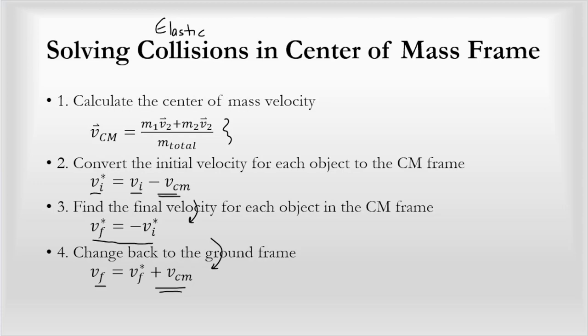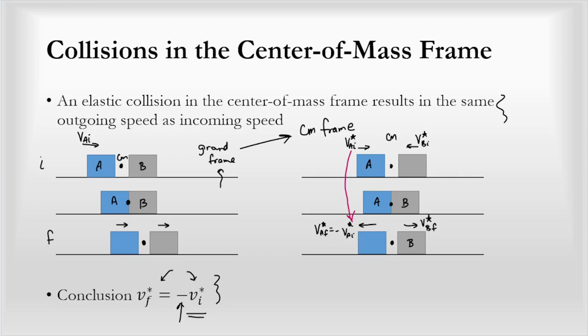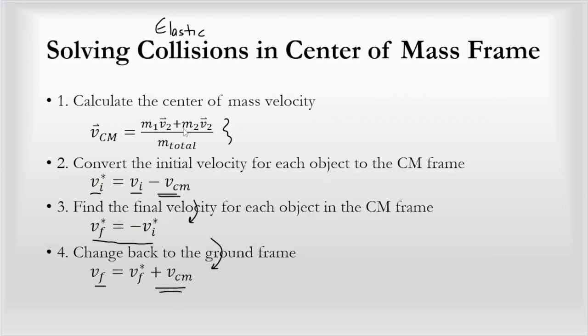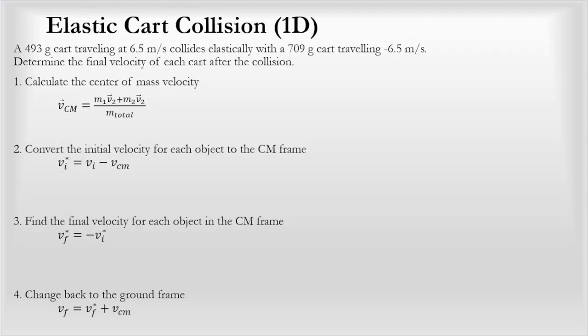That's why I outlined it as logically as I did, to make sense of why we're doing this process: to use the fact that v final star is negative v initial star, we have to have it in the center of mass frame. And if we want it in the center of mass frame, we have to know v center of mass. Subtract v center of mass off, take the negative, add v center of mass back on. Okay, so I've chosen one problem for us to do today, and it's conveniently only in one dimension, so you can see how this works.